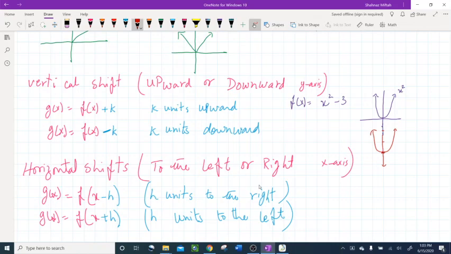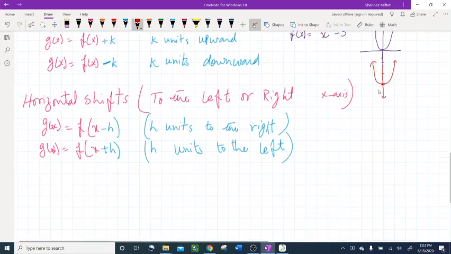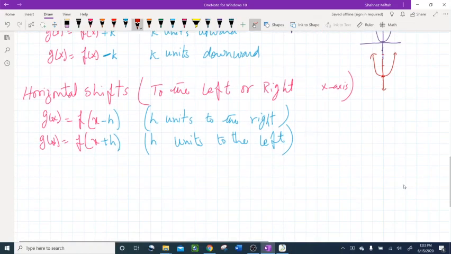Now let's talk about horizontal. And the same thing, if it was plus 3, then I would go up 3. Okay. Now let me give you an example of that one. This one, for example, the question is said f of x equal absolute x plus 2.